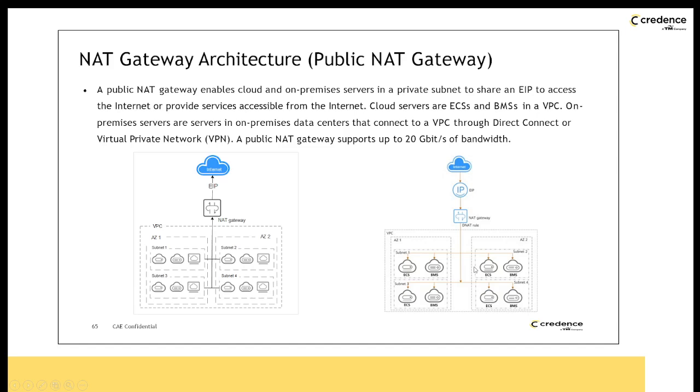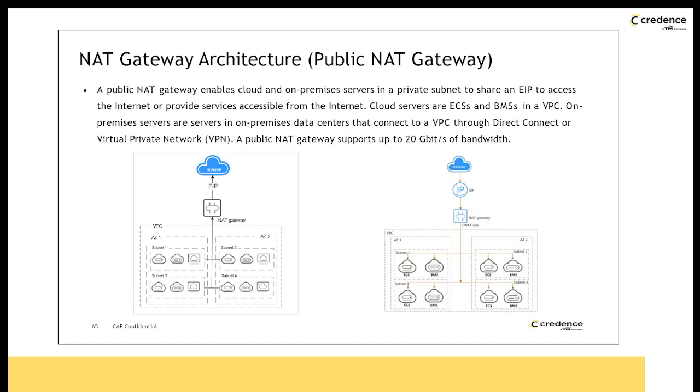In terms of NAT gateway architecture, this is an example of a public NAT gateway. There are two examples. You can see here that a public NAT gateway enables cloud and on-premise servers in a private network to share an EIP to access the internet or provide services accessible from the internet. Cloud servers are ECS and BMS in a VPC. So, do you remember what ECS is?